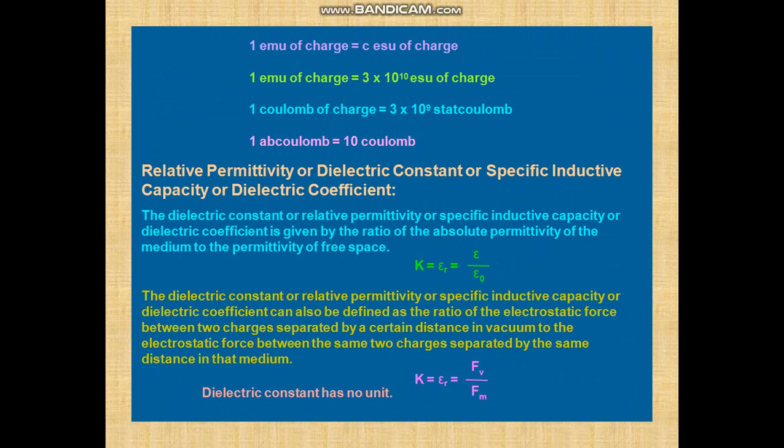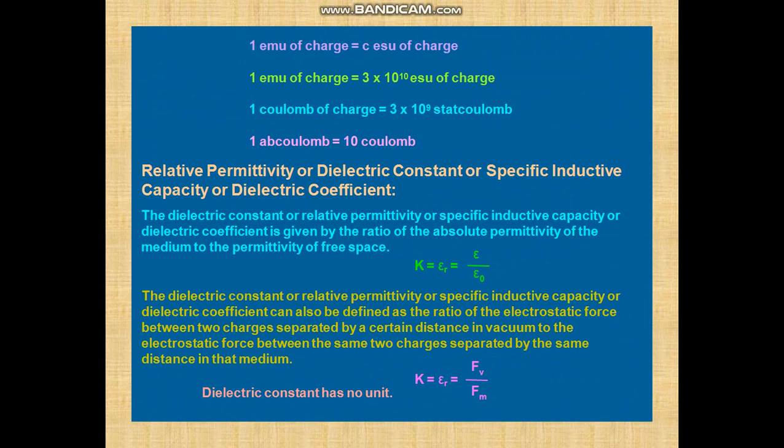Now, relative permittivity or dielectric constant, how can we define it? The relative permittivity can be defined as the ratio of the absolute permittivity of the medium to the permittivity of free space, which can be written as epsilon upon epsilon naught.